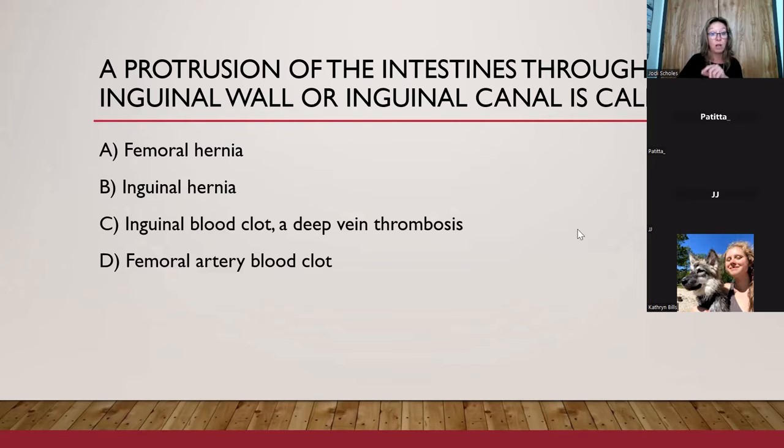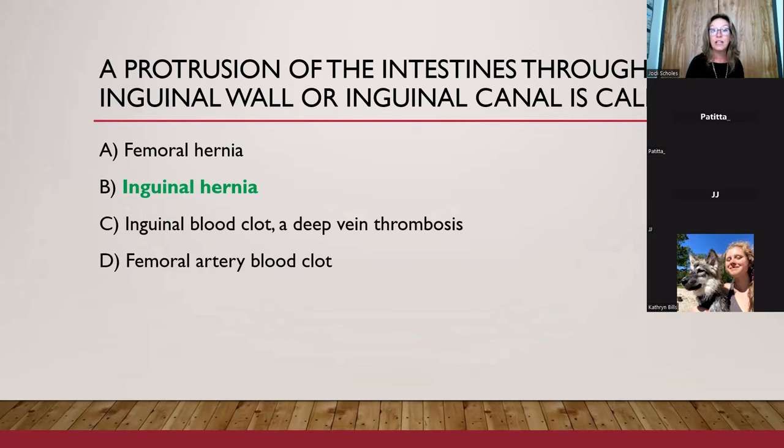Yup. Let's get rid of one wrong answer. We know it's not a femoral blood clot. We're not talking about a blood clot. We're talking about a protrusion of the intestines. And I'll bet you 30 minutes ago, this question may have been a challenge for you. But every one of you got it right. Best answer, inguinal hernia. Woo-hoo!